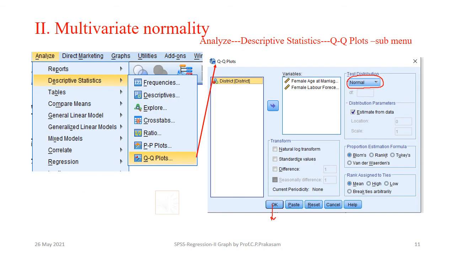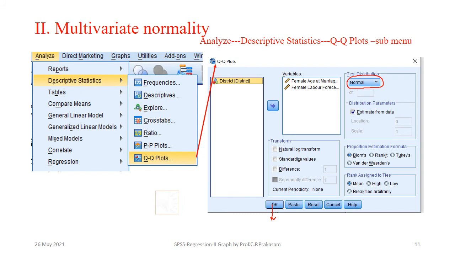We can also check the second assumption, that is multivariate normality. Multivariate normality can be identified from the graph. Go to Analyze, Descriptive Statistics, and draw Q-Q plot, and you will get the submenu Q-Q and Q-Q dot plot. Then select the variables and bring them to the right side variable window, and then at the extreme right you will find normal, which shows the normal distribution.